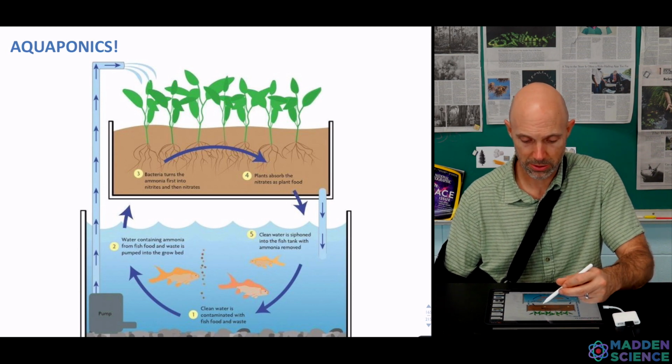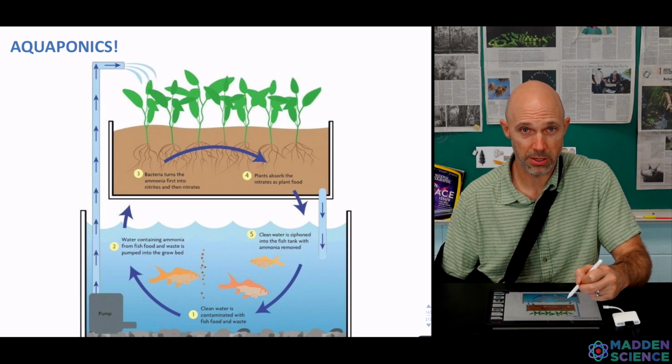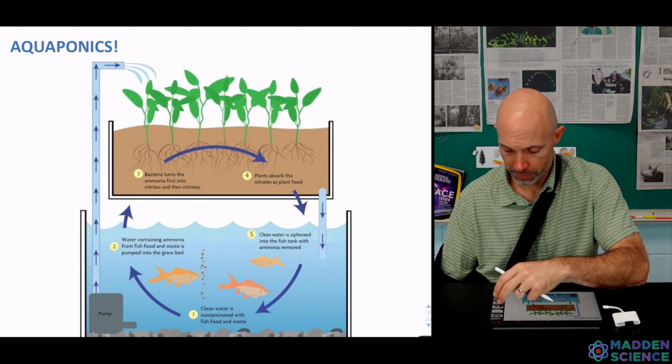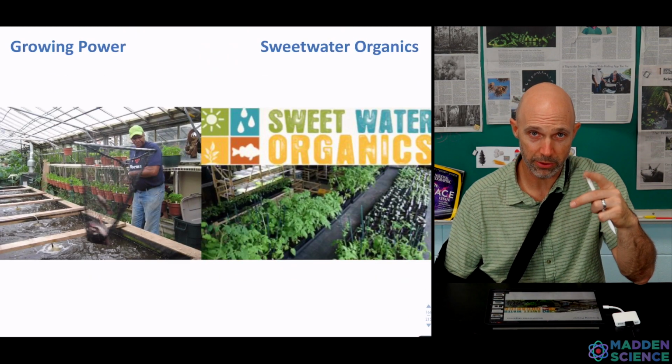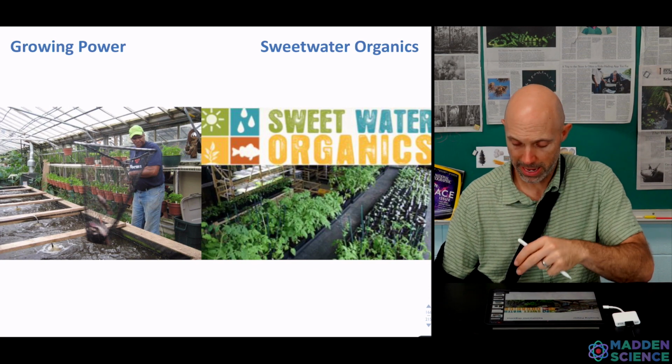So the plants essentially clean the water, it comes back. So you have a closed system, kind of like what we're trying to do with our ecospheres. Big shout out to my friends at Growing Power and Sweetwater Organics in Milwaukee for helping me out years ago.